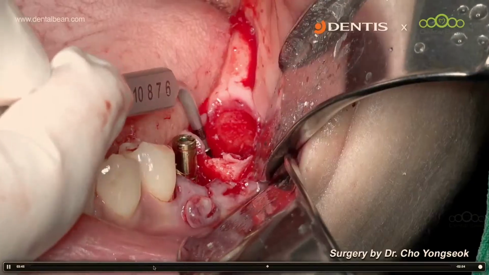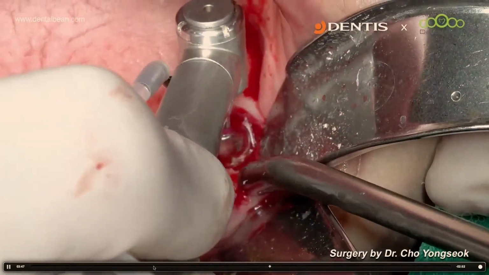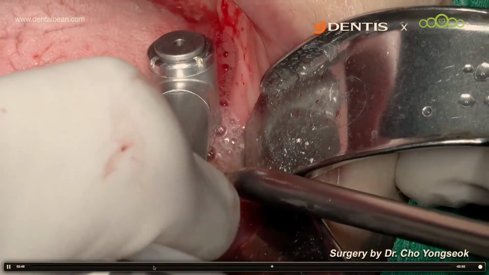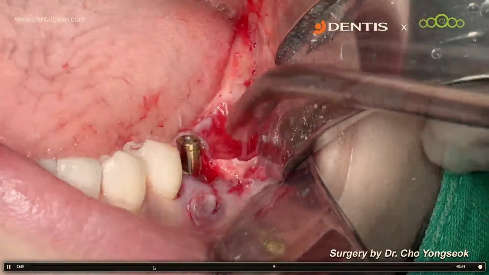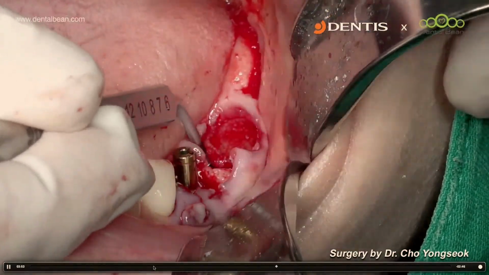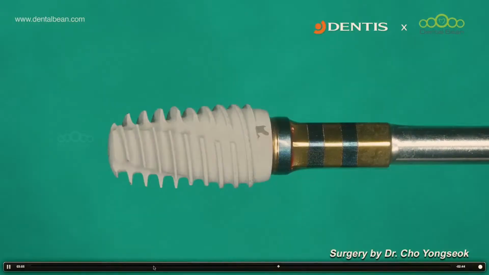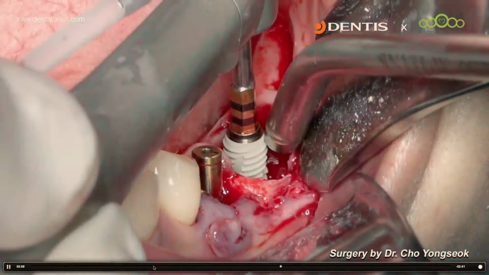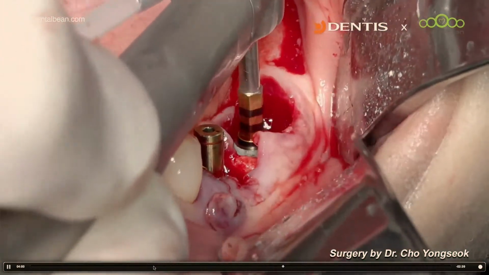Bone was very dense at that site. I decided to prep sufficiently. One more XL implant was placed.